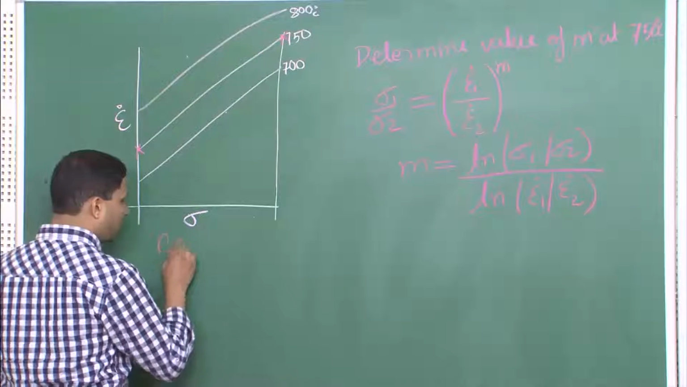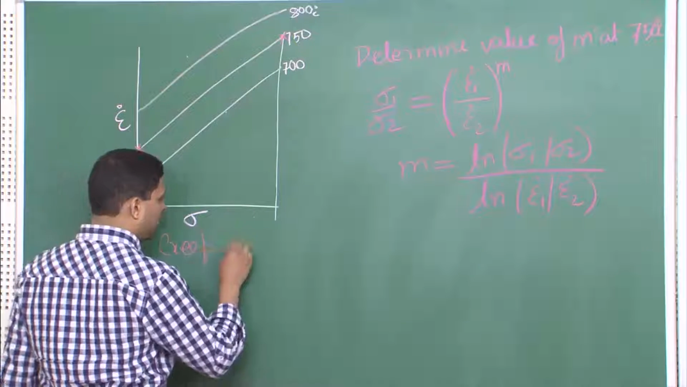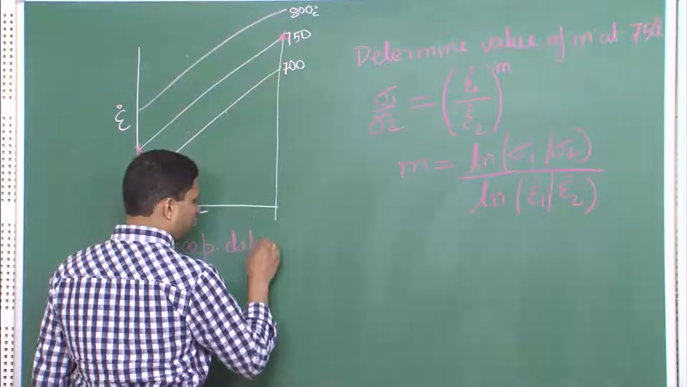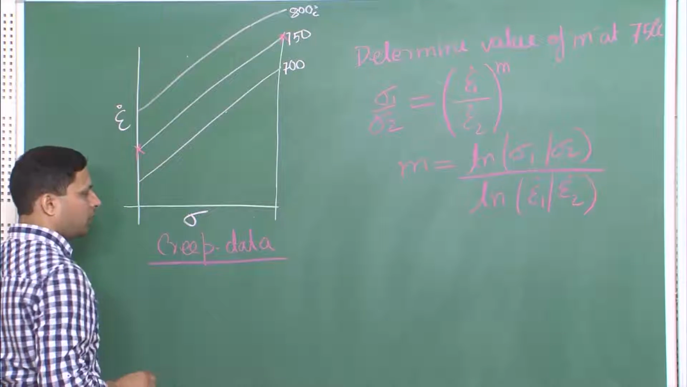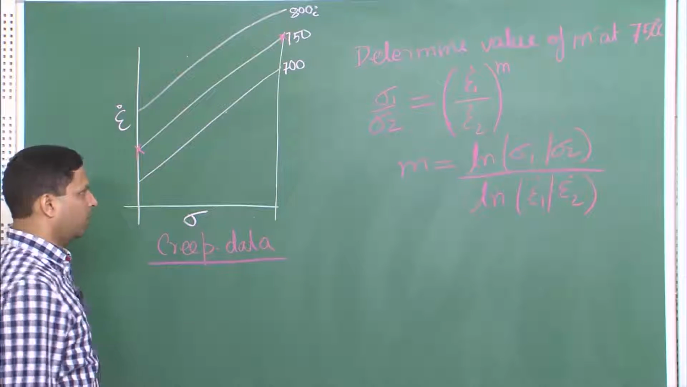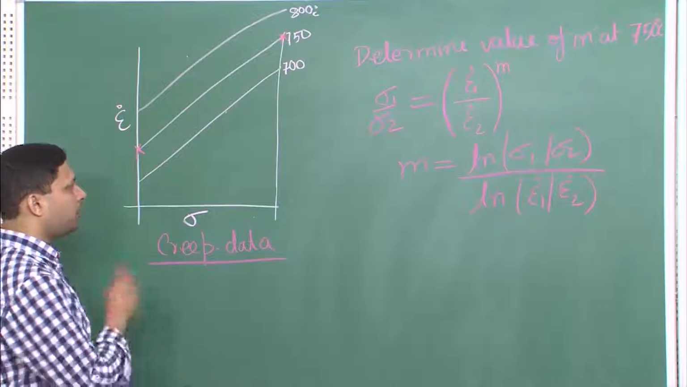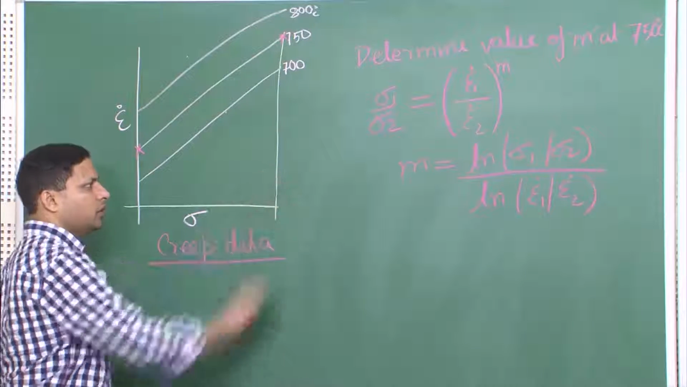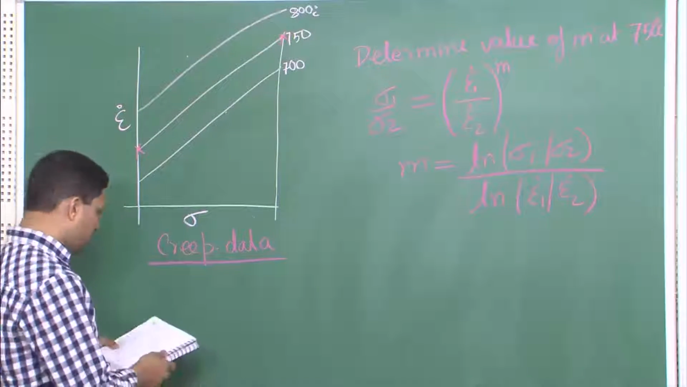So, that is one piece of information that you can extract from this. Let me write it again, this is creep data. With an experiment like creep, you can obtain values like this and make a plot like this, and from those plots you will be able to extract information. So, this is one thing.